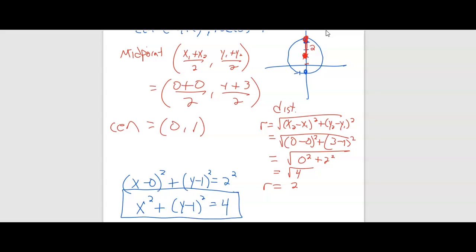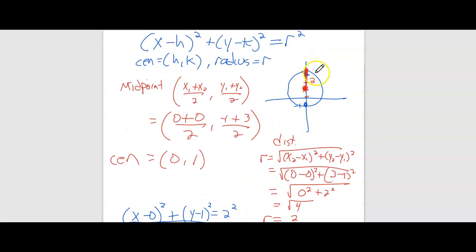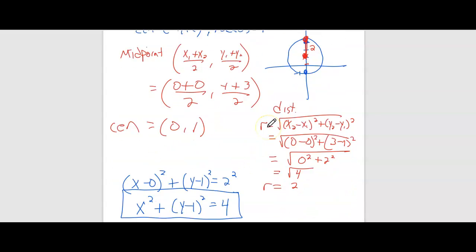This problem wouldn't take all the tools because it was so nice, but I wanted to review the tools for situations where those endpoints are not vertical or horizontal of each other. You can still do this type of problem. Okay.